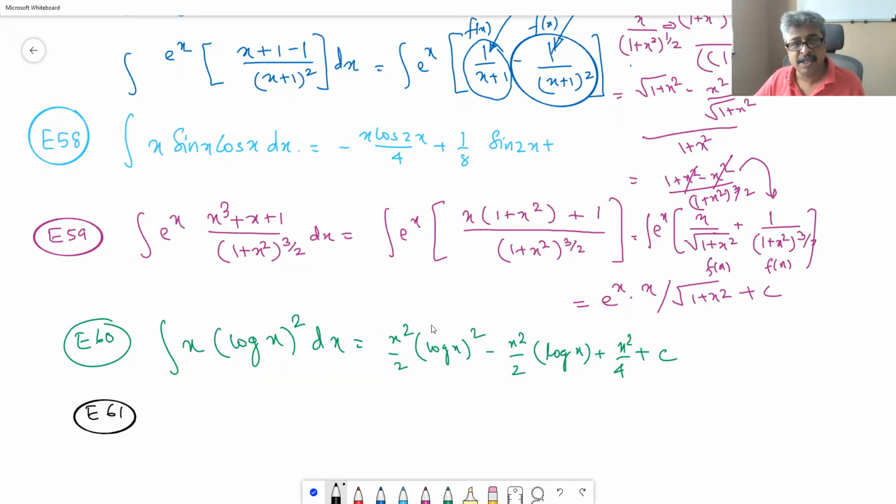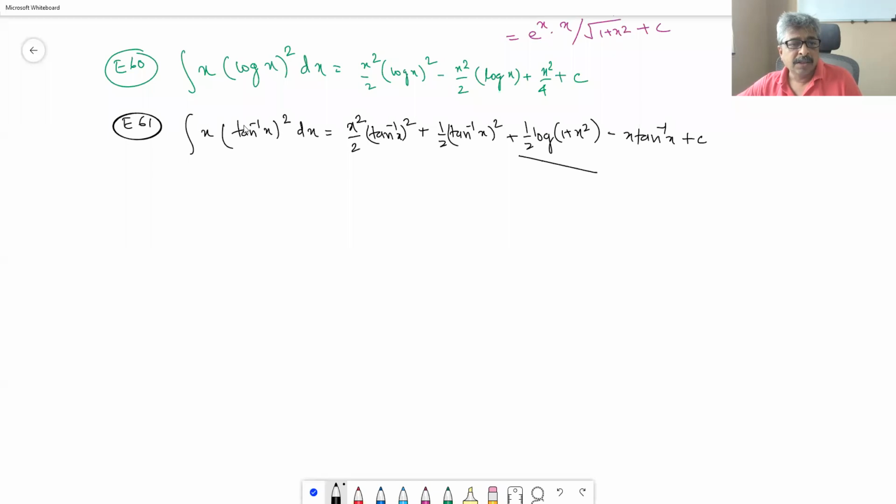If anybody wants explanation, I can write down the complete solution, but I think it is not required. Integral x tan inverse x bracket square dx. Okay, the answer for this problem as it is written in my notes is like this. While checking, I checked this term. If it was there, I said it correct. But let me try to solve this.